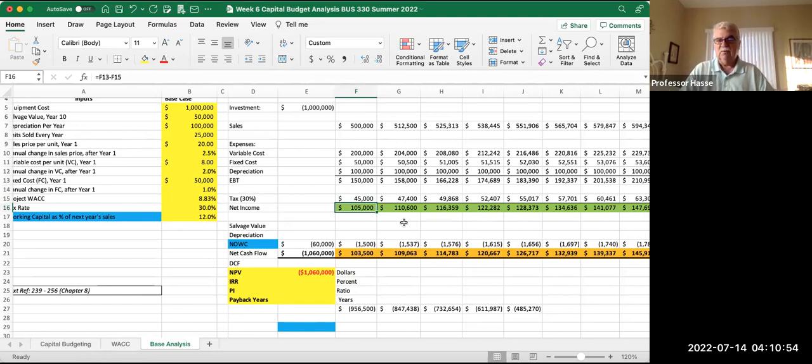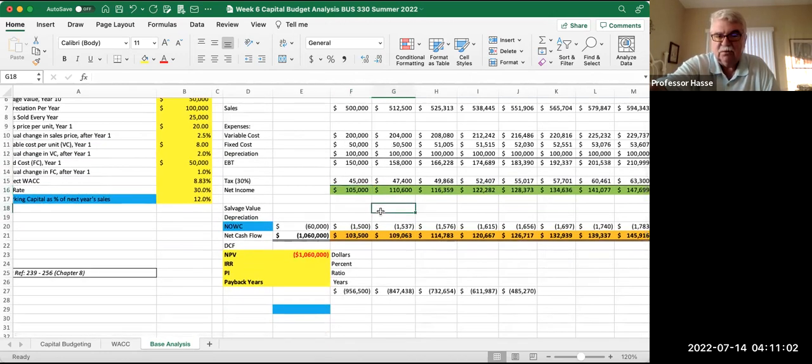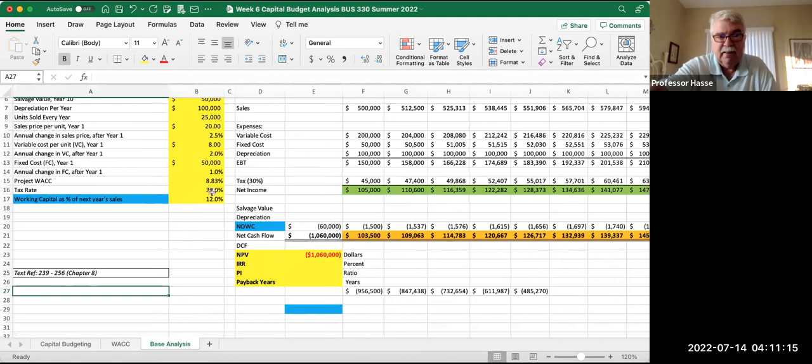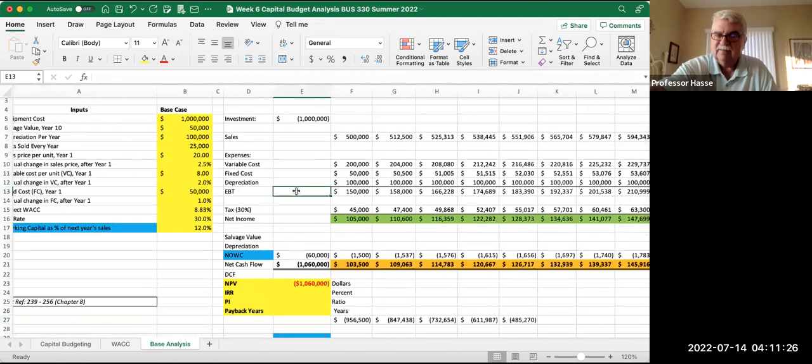So now what we've taken is we've determined our net income for the year. Once we determine net income, then we have to determine these additional values down here that we add to cash flow. And notice one has already been calculated for us in the spreadsheet. It's working capital. So in this problem, the variable working capital is 12% of next year's sales. So working capital is additional cash flow, additional cost in assets and liabilities that you have to operate this asset. You guys know what working capital is.